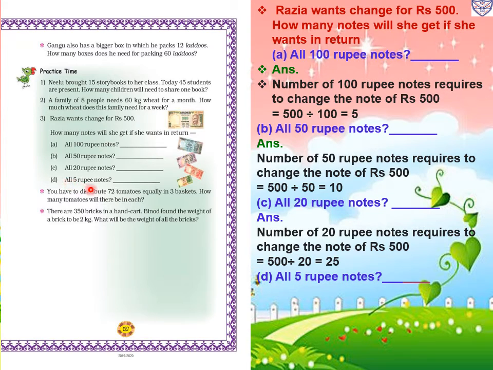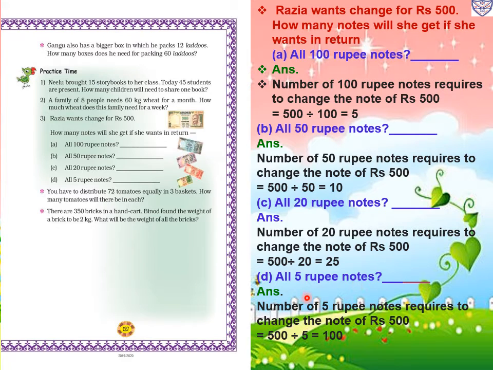Now D, all 5 rupees notes. Now she wants all 5 rupees notes for change of 500. So what she will do? So she will divide 500 divided by 5. So in 5 table when 500 will come, that is 100. So she required 100 notes of rupees 5.